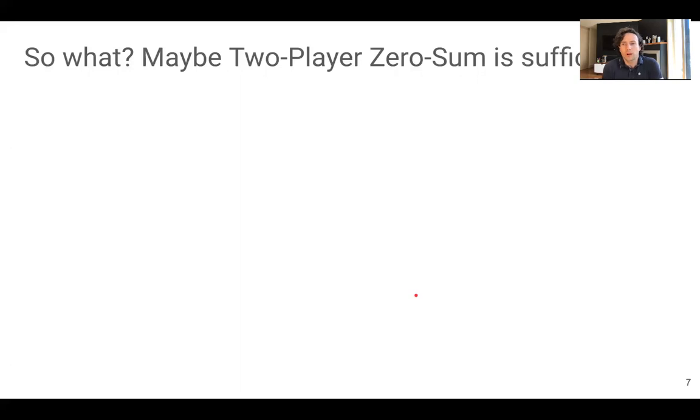So maybe this is enough. Maybe two-player zero-sum is sufficient. All the interesting questions can be asked and answered in this setting, in which case this big gap in the top right corner isn't so bad. However, unfortunately, that's not the case.